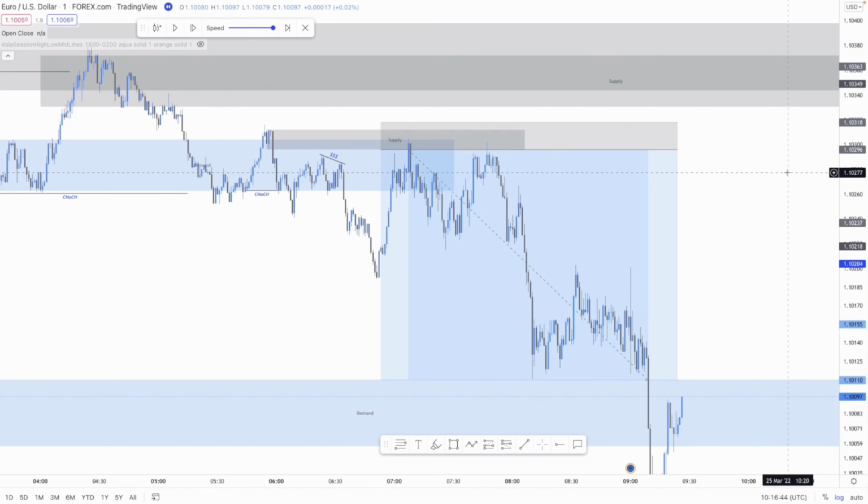Now, I don't always use just a 15 minute change of character and a 1 minute change of character. I actually have a full order flow trading plan that I will go from the daily down to the 4 hour, down to the 15 minute, and then into the 1 minute, okay?